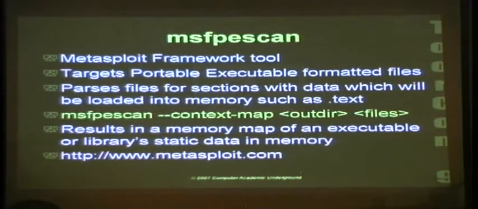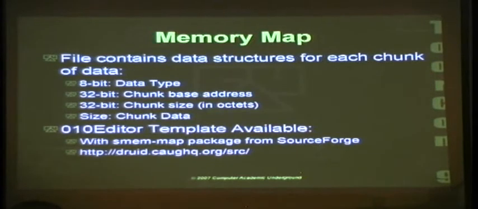So another way to do it, targeting Windows processes, MSFPE scan has been extended to create these memory map dump files. Basically, it targets the application executable, DLLs, basically anything that's a PE file format. Again, the command line is highlighted for you, and it results in the same type of memory map, and that's included currently in Metasploit trunk. All right, so the memory map I keep talking about, it's fairly simple.